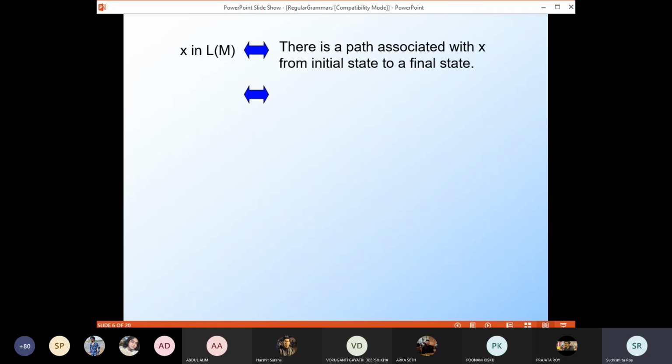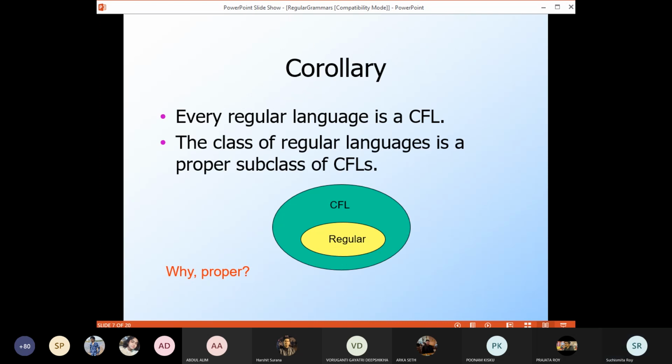Okay, so this we have already seen, since there's a path from initial state to final state, which also corresponds to the derivation of the string from starting from the start symbol S. So exactly the same strings are being accepted or derived. So the languages are the same. So what this gives us is this very, very important corollary, that every regular language is also a context-free language.